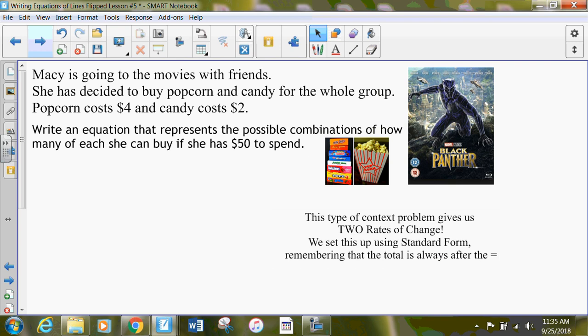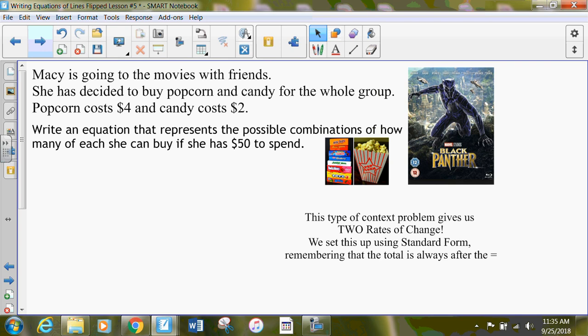And the reason why it's different, it seems like we're given 2 rates of change, right? How much does popcorn cost? It costs $4 per popcorn, right? So if I ordered 2 popcorns, it'd be 8. If I ordered 3 popcorns, it'd be 12. And then we're also getting a second slope for the candy, right? The rate of change would be 2. If I'm going to buy 1 candy, it's $2. 2 candies, $4. 3 candies, $6.